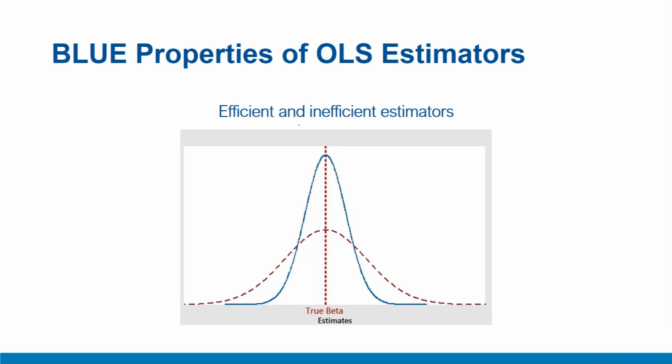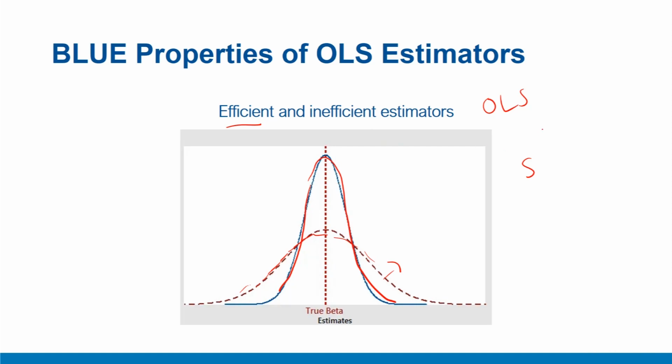Next, we have efficient versus inefficient estimators. Efficient estimators have very low variance or standard error. Standard error is nothing but the variance of the estimator. So if the variance of an estimator is low, it is called relatively efficient. In this figure, this estimator has a lower variance, lower standard error as compared to the dotted one. The solid blue line has lower variance as compared to the dotted one, and therefore it would be considered more efficient. Across different classes of estimators, OLS estimators are said to be best in terms of their efficiency. That means they have the lowest standard error of the estimate.